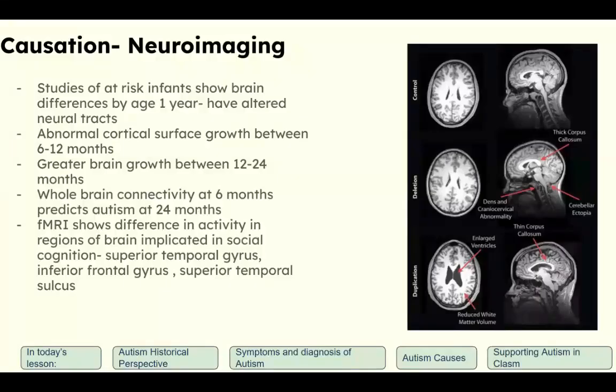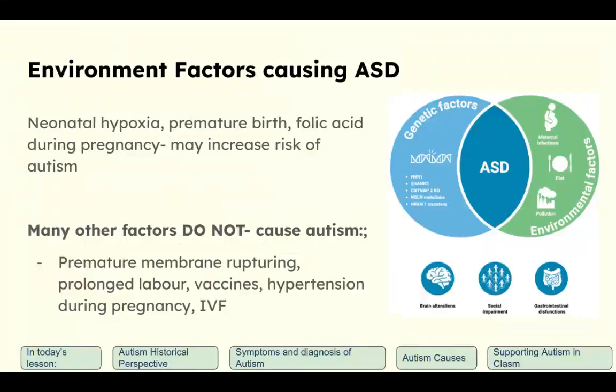And indeed, the connectivity at 6 months can actually predict autism at 24 months, which is rather impressive. And various different regions involved within social cognition, including the superior temporal gyrus, the inferior frontal gyrus, and the temporal sulcus, are involved within autism.